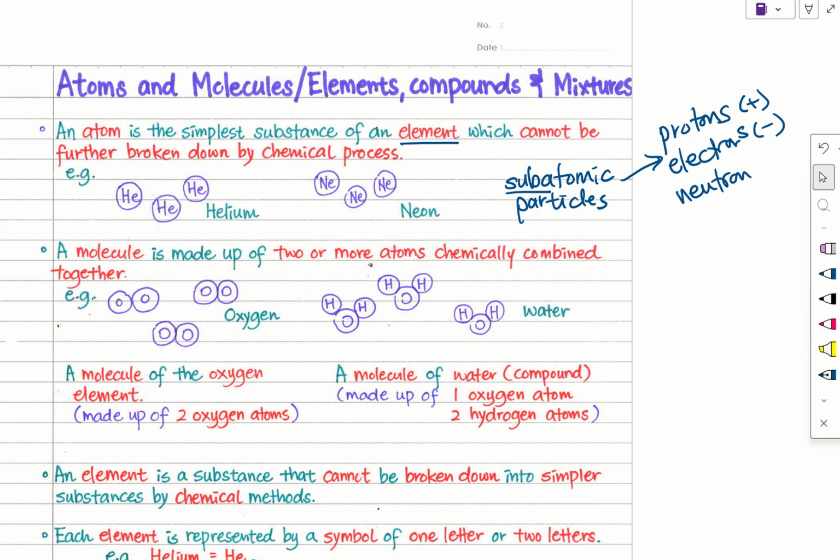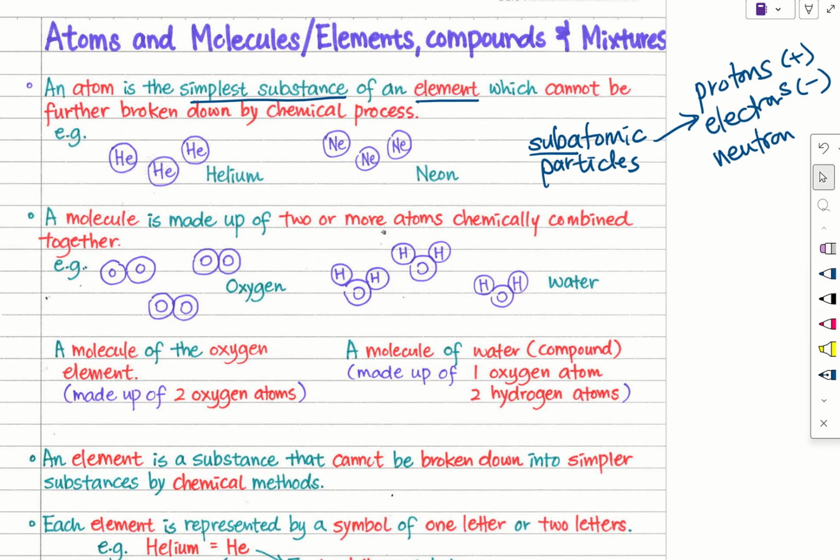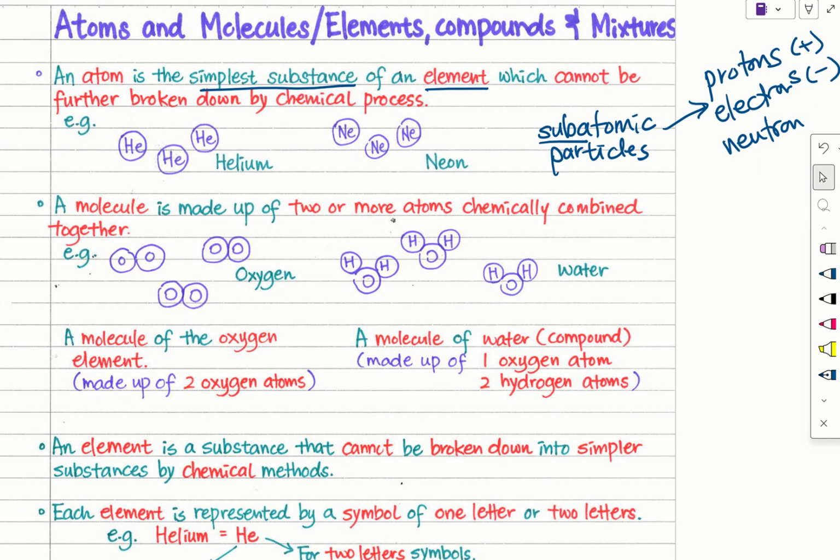But to represent an element fully, for example helium, I can only represent it using an atom. It's the smallest or simplest substance that can represent that element. So we have a helium atom and a neon atom. Similarly, of course, we have all the other atoms, but sometimes they don't exist as an atom by itself. They actually exist as molecules.